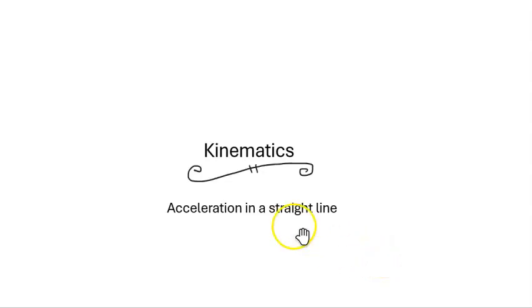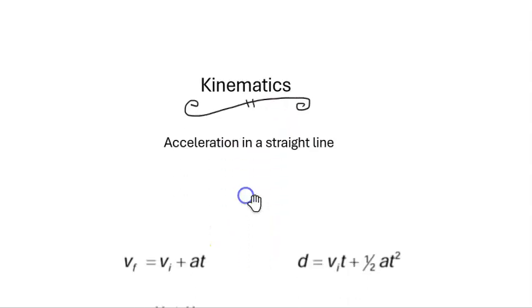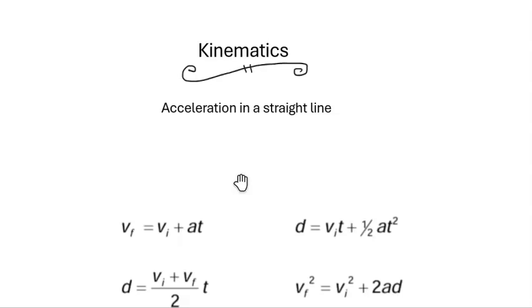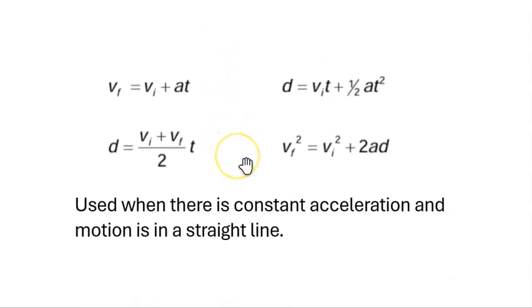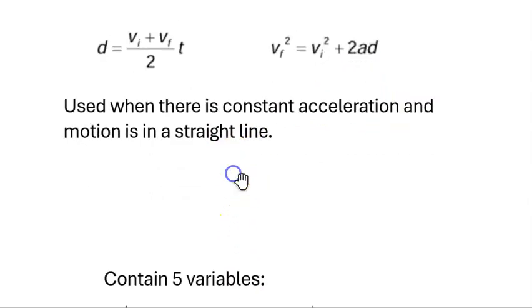Kia ora tātou, welcome to this first video where we're looking at kinematics for level 2 mechanics, acceleration in a straight line, part 1 of our kinematics equations. So there's 4 kinematic equations that we need. These are the linear kinematic equations. Linear meaning we're just having motion in one straight line and the acceleration remains constant.